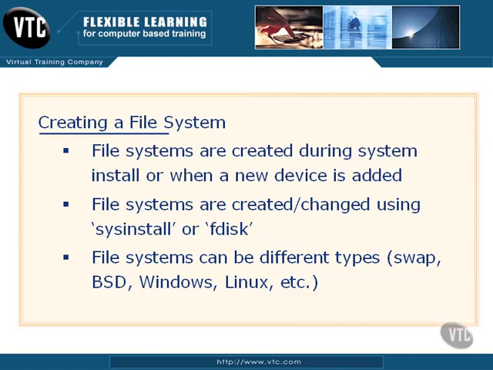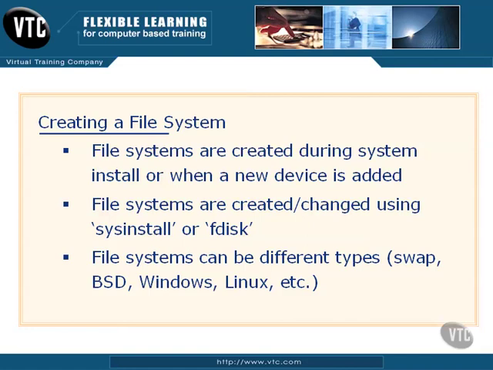Some of those types are the swap type, meaning that's a swap partition. That would be like the paging file in Windows, if you're familiar with that. You have BSD file systems, which is the UFS by default. You have Windows, which could be FAT, FAT32, or NTFS. And you have Linux, which could be ext2, ext3, or Reiser.